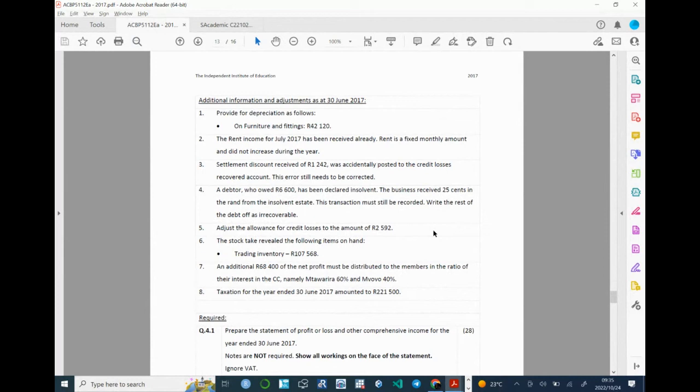Remember, for every transaction, we have at least two accounts that are affected. So I'm giving you both, because the question you might get might be on the balance sheet. Rent income for July 2017 has been received already. For July, remember we're doing this for June. So we need to figure out whatever amount of rent was accounted for July and then remove it. Rent is a fixed monthly amount and did not increase during the year. So basically we've got rent for 13 months.